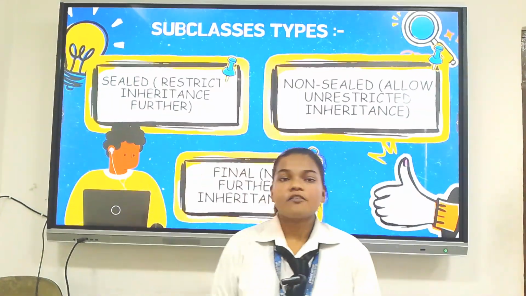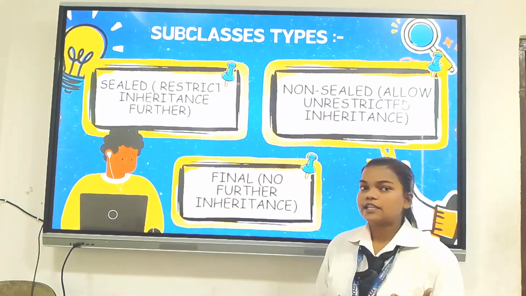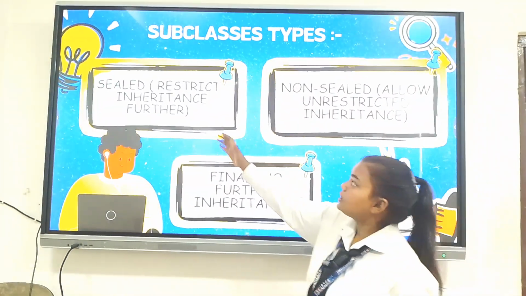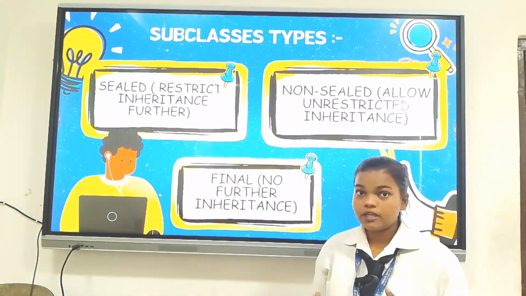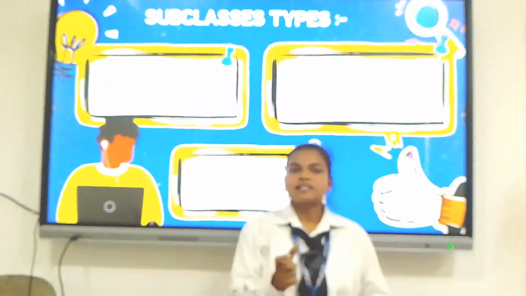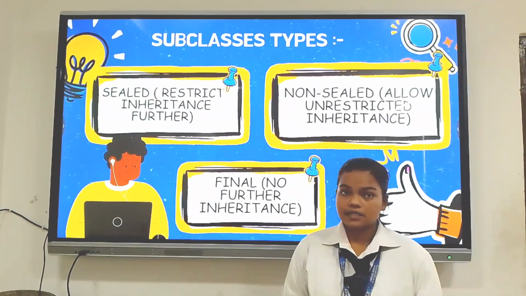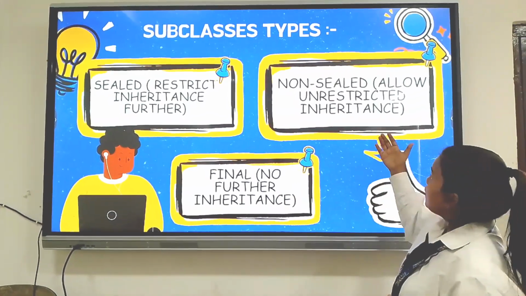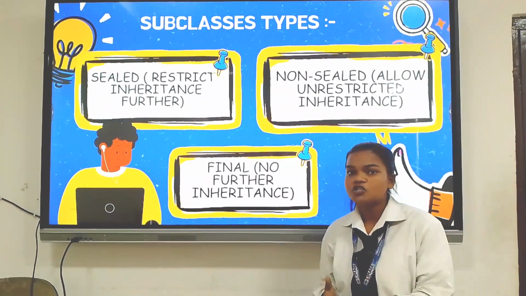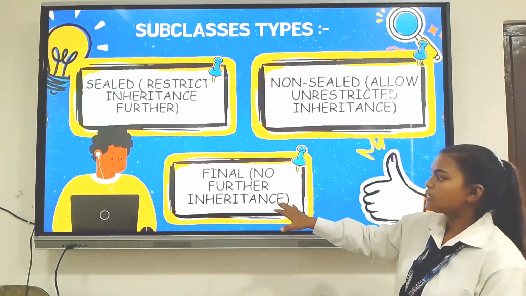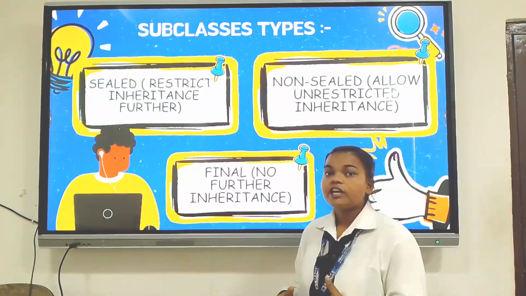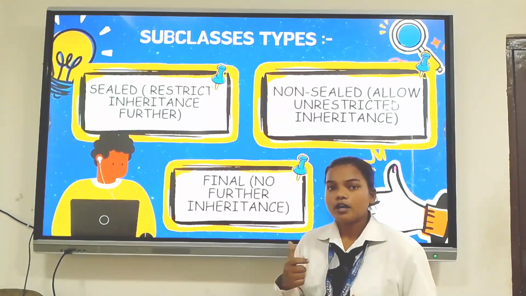Now what are the types of subclasses? There are basically three types of subclasses: sealed, non-sealed and final. Sealed restricts inheritance further, meaning if we create a sealed class that permits subclasses, only those classes can inherit the features of the sealed class. Non-sealed allows unrestricted inheritance, meaning any class can inherit the features of a non-sealed class. And the last one is final. There is no further inheritance, meaning classes declared final can't be extended or inherited.